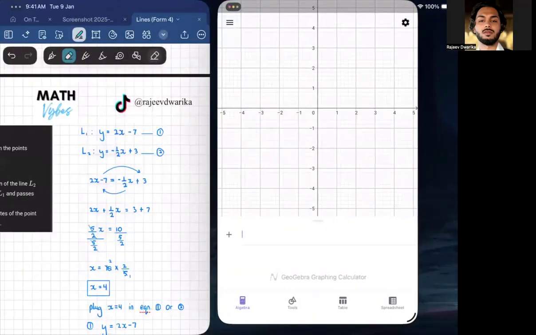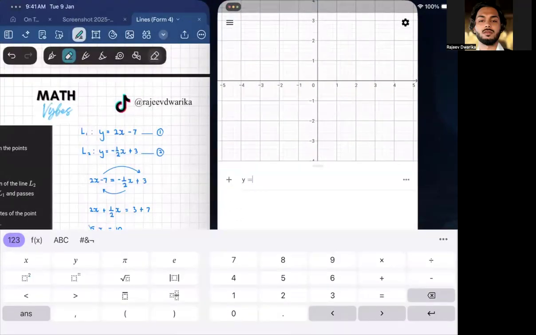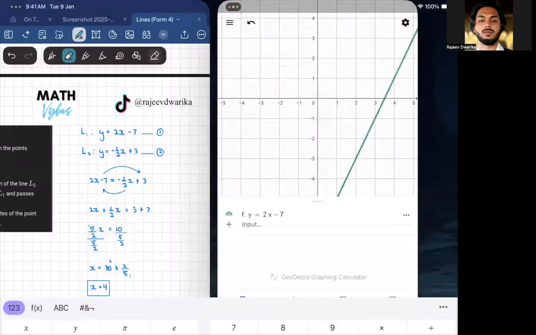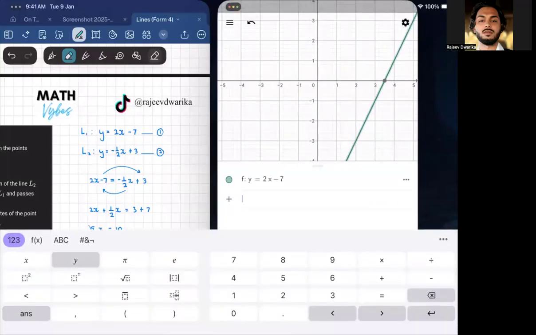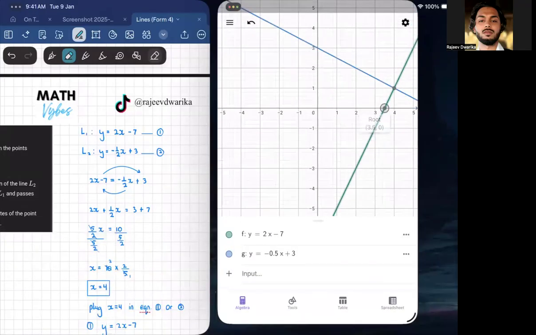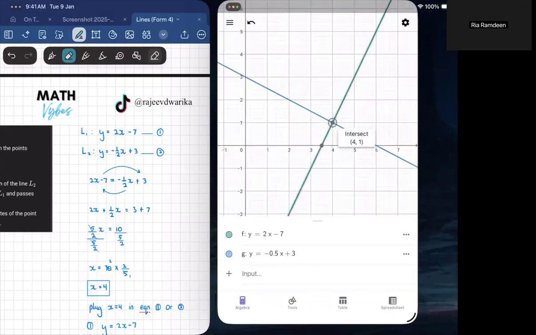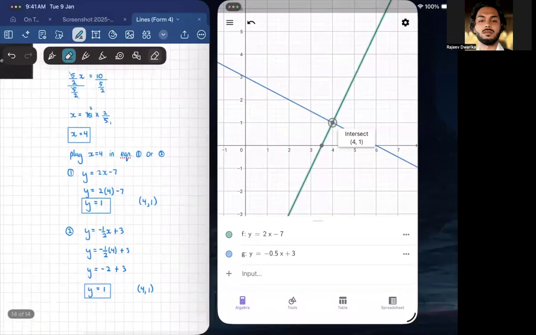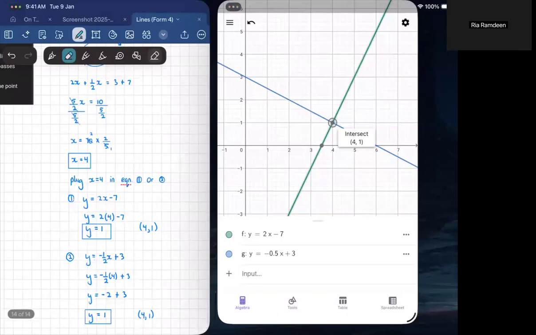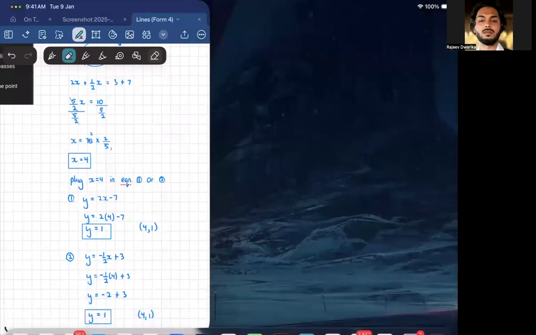All right. So the first line was y is equal to 2x minus 7. That was the first line. The second line was y is equal to minus 0.5x plus 3. Bria, do you see them intersecting at some point? Yeah. Let me see. What is that? 4, 1. What do we get? 4, 1. Right. I hope you understand that.